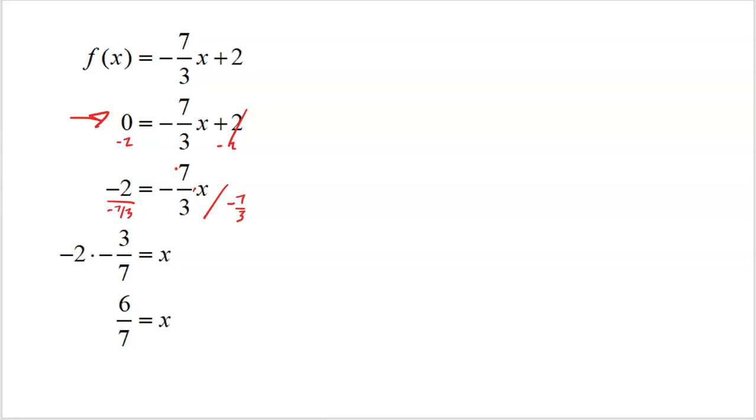It stays negative. Some kids will turn it into a positive. Don't do that. It's just the reciprocal, so just flip it over. So instead of negative 7/3, we're multiplying by negative 3/7. And then that's pretty easy to do, right?